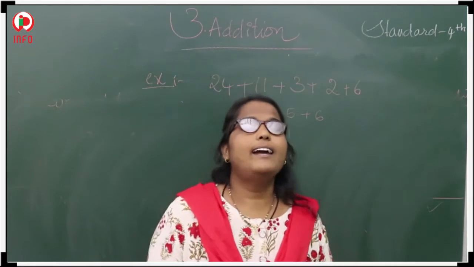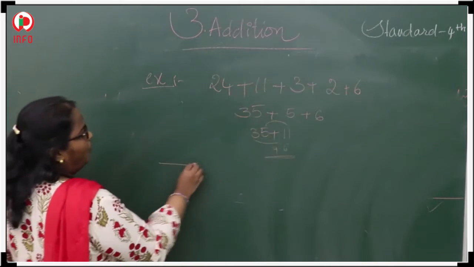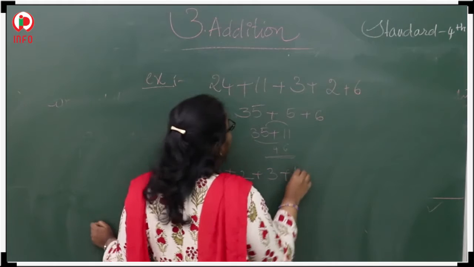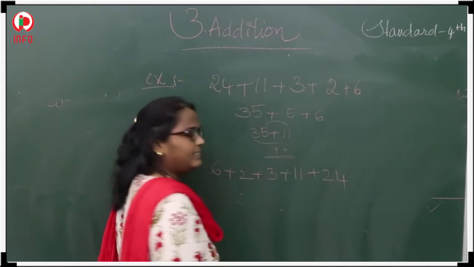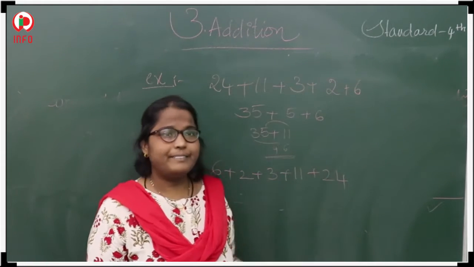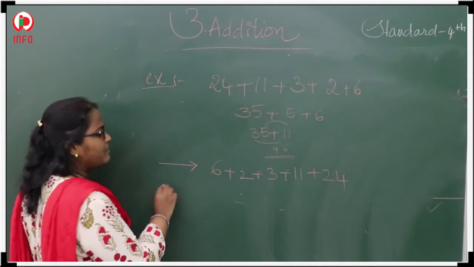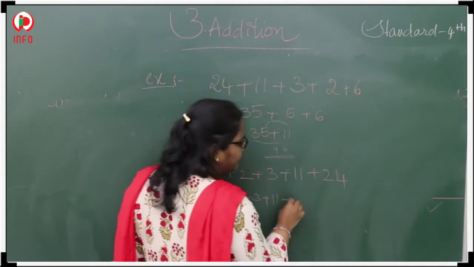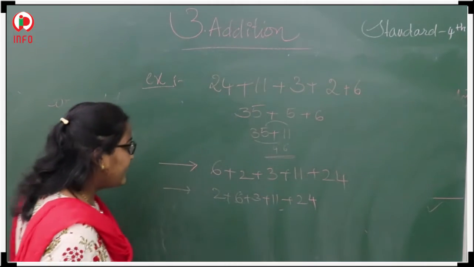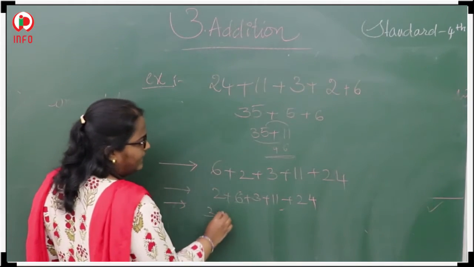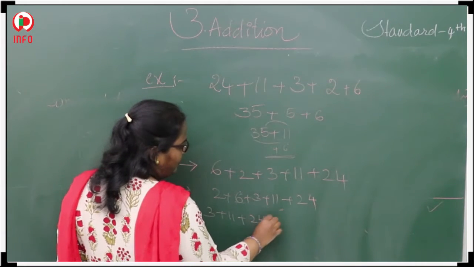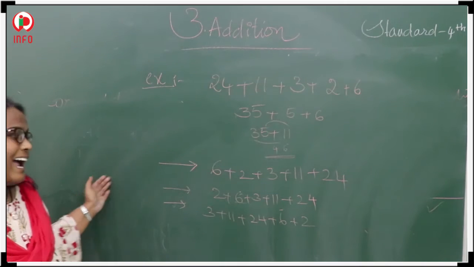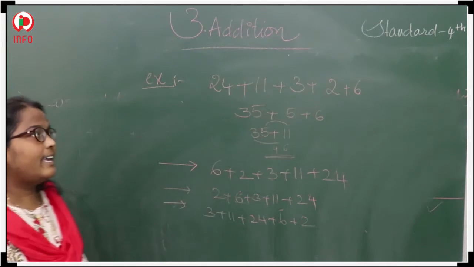I already said that a plus b is equal to b plus a. The same way I'll move on to the example now. So 6, then 2 plus 3, then 11 plus... can we get the same answer? Yes, we get the same answer. One more method: 2, 6, 3, 11, 24. So these are the three ways; if we add like this also, we will get the same number.